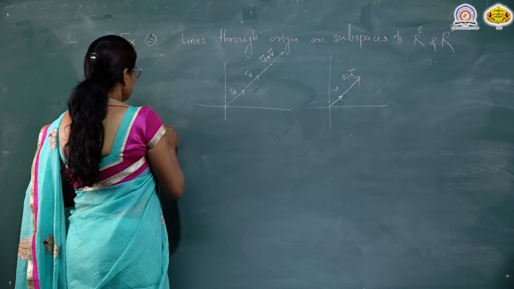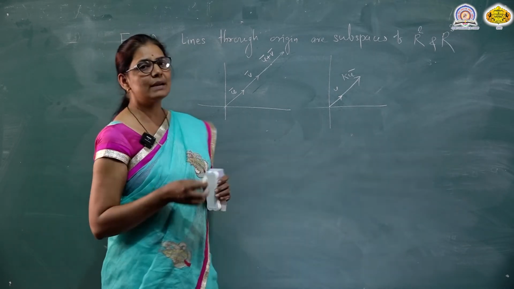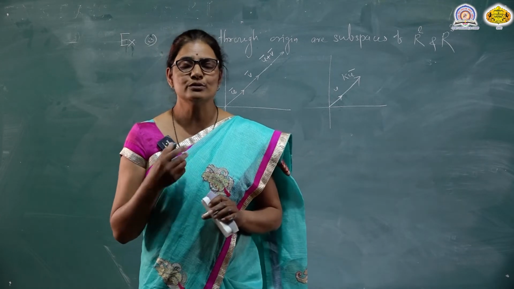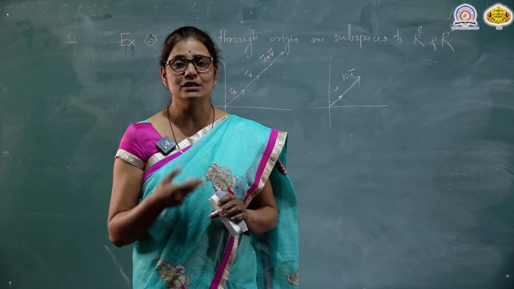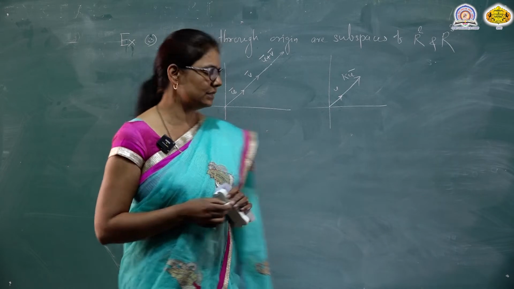Another example is planes passing through the origin. Suppose we consider planes: any plane passing through the origin is a subspace of R3.